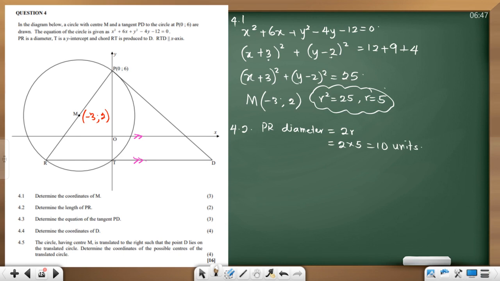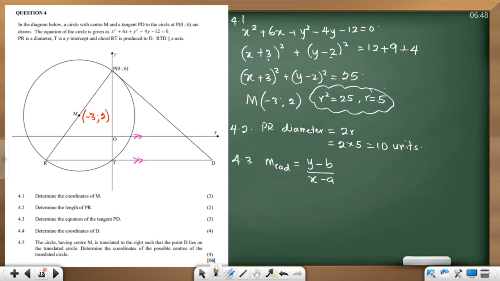Determine the equation of the tangent PD. We will always do that. All right. Now, what we don't know this time around is the gradient of the radius. I want to quickly show you a formula that would help you. Gradient of the radius is y2 minus y1, but use this, y minus b over x minus a. It keeps you from making coordinate mistakes.